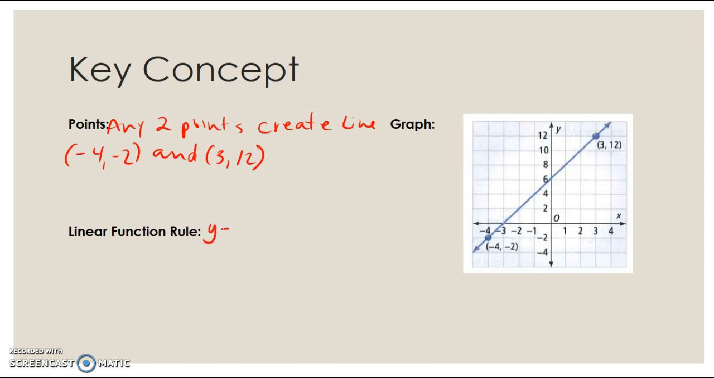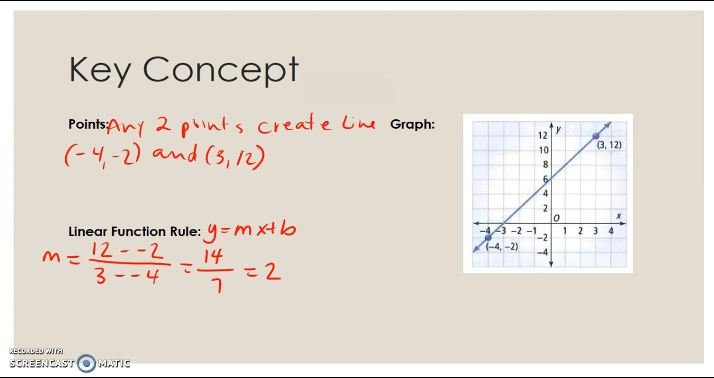So remember, our linear function rule is y equals mx plus b. And from 2 points I can find slope. That's the first thing we're going to do. We're going to find slope. m equals, I'm going to take 12 minus a -2 over 3 minus a -4. And so minus a negative means plus a positive. So I'm going to end up with 14 over 7, which equals 2. So right now I know that my m is 2.